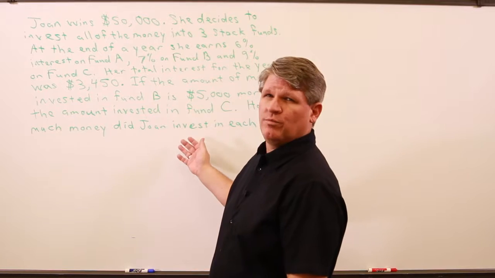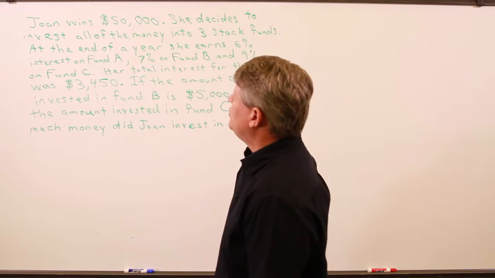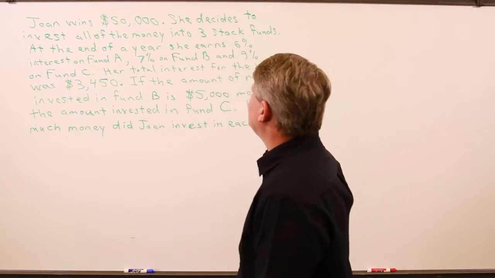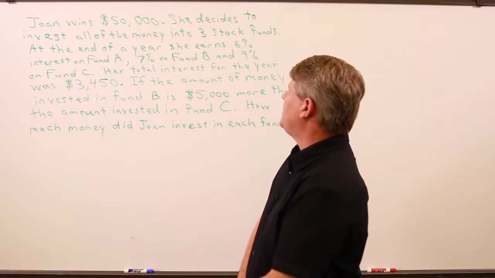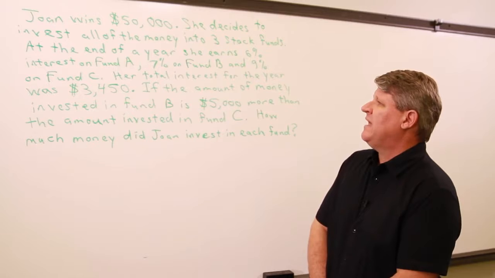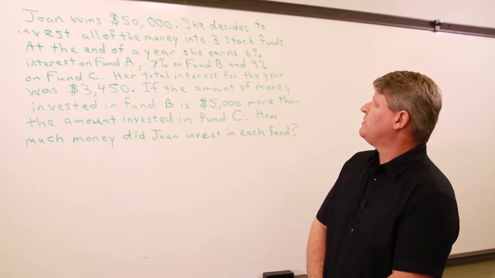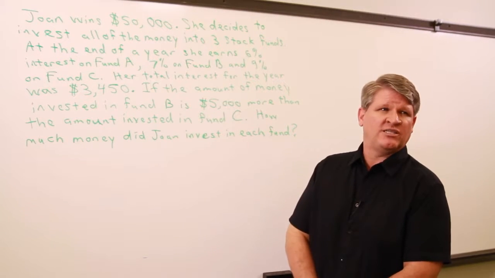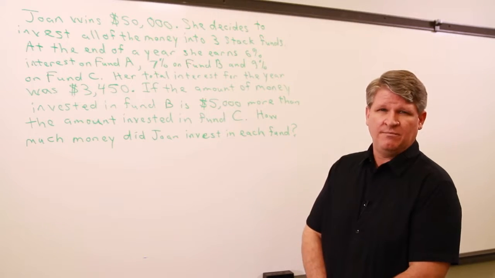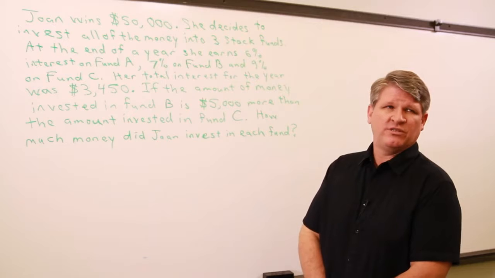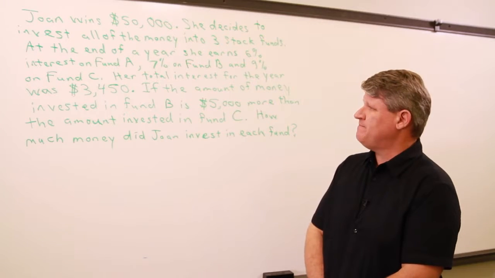We have to solve this word problem. Joan wins $50,000. She decides to invest all of the money into 3 stock funds. At the end of 1 year, she earns 6% interest on stock fund A, 7% interest on stock fund B, and 9% interest on stock fund C.